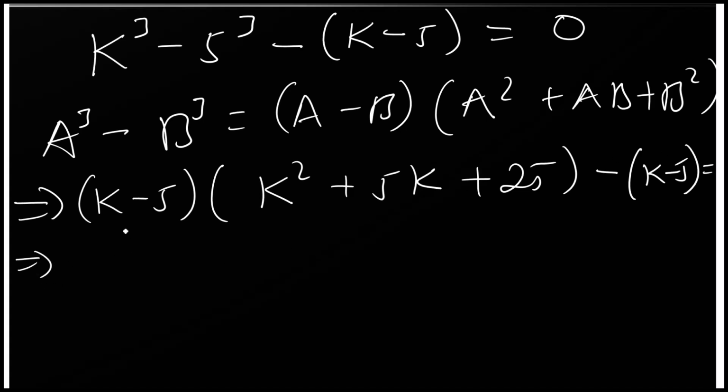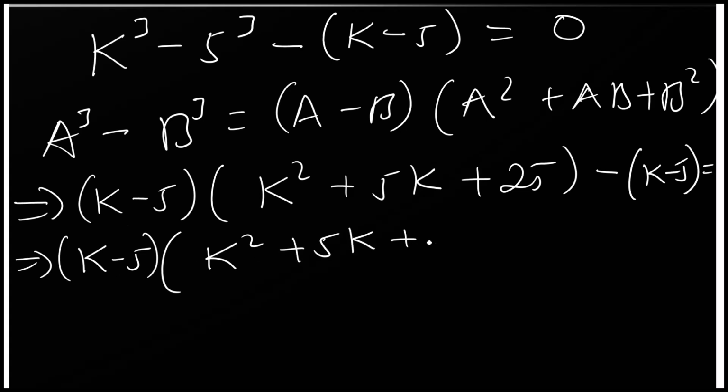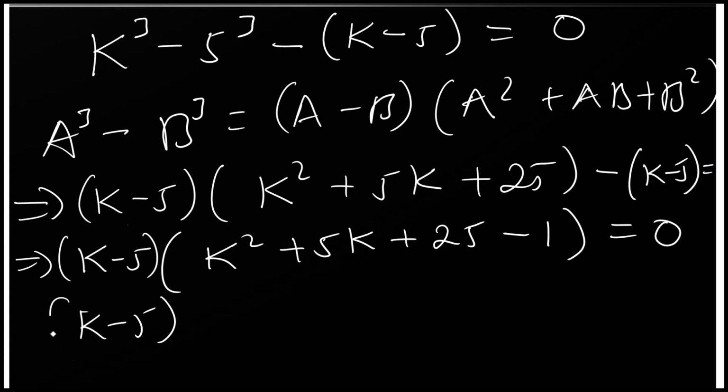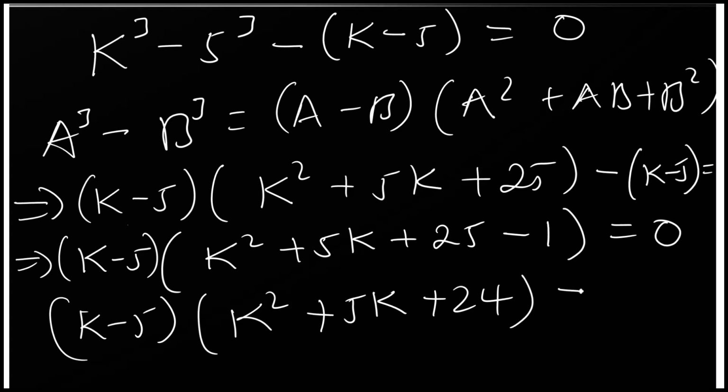So we can factorize k minus 5 here. I will have (k minus 5) times (k squared plus 5k plus 25 minus 1) equals 0. So (k minus 5)(k squared plus 5k plus 24) equals 0.